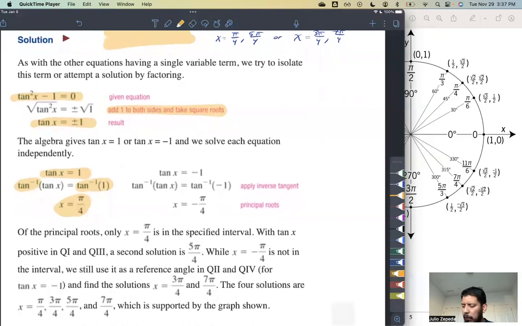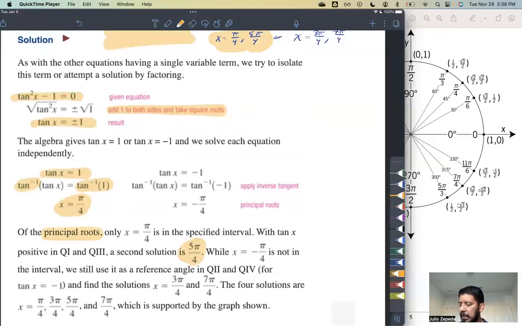I didn't get into principal roots just to try not to make this video too long. It's already a bit long. And there's still more to go. So, if you want to know more about it, visit the office hours or read the textbook. That's always nice too. But notice that they also find the solution of 5 pi/4, right? And that was the other one that we mentioned earlier.